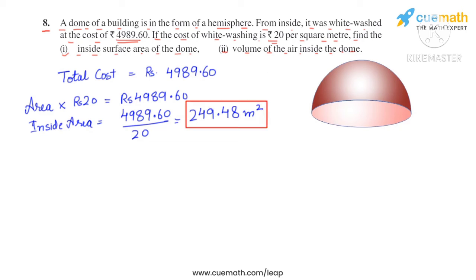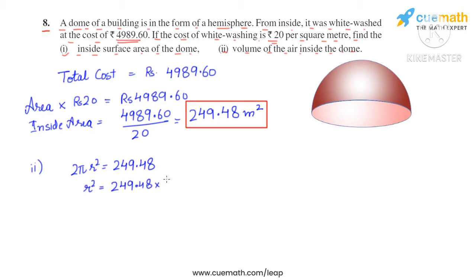Then in the second part they are asking to find the volume of air inside the dome. It means volume of hemisphere. So for that we will need radius. To find radius we can use this inside area. Inside area is nothing but the curved surface area, and we know that curved surface area is 2 pi r square. It means 2 pi r square is equal to 249.48.